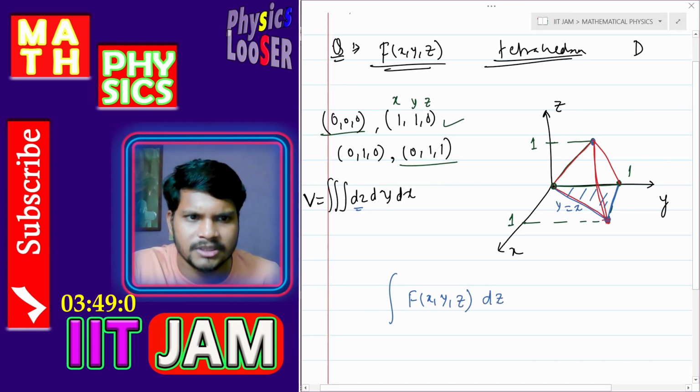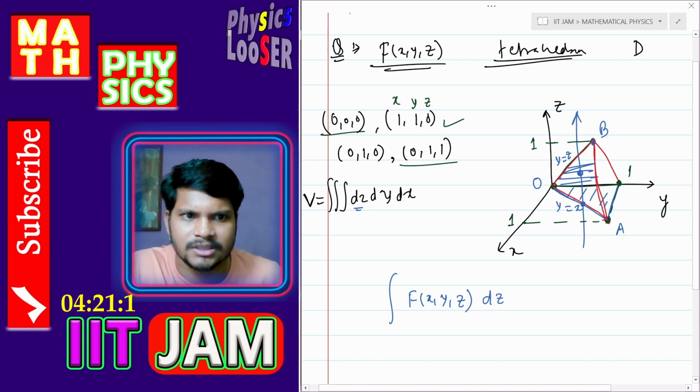First, I'm going to take the limits in dz, and this dz can be found by tracing a line like this. This is cutting over here, meaning at the xy plane when z is equal to 0, and this one is a surface. When it is leaving this particular portion, you understand that this line is denoted by y is equal to x. On the other hand, this line is showing y is equal to z. But we are talking about this OAB, which is a triangular plane in the z axis.